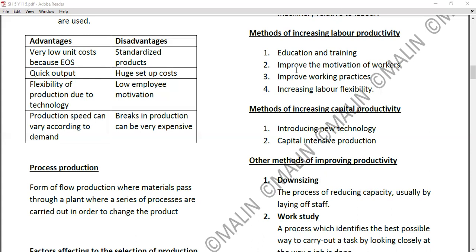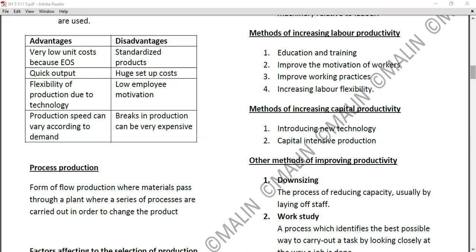An organization will also find it pretty helpful to reduce overheads: electricity costs, data costs, water bills, telephone bills, everything you can reduce if you allow workers to work from home. These are the main methods to increase labor productivity: education and training, improving motivation, improving working practices, and improving labor flexibility.